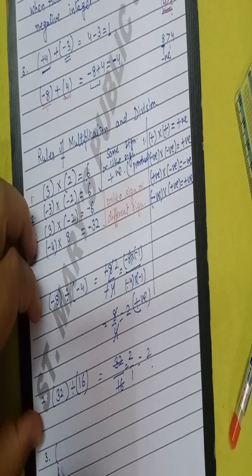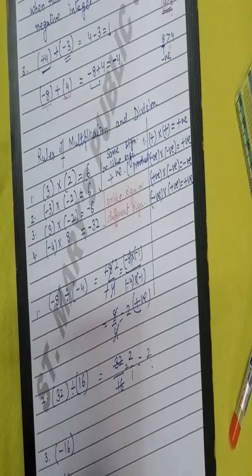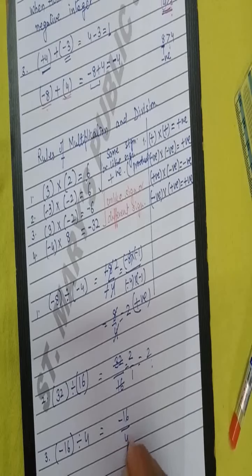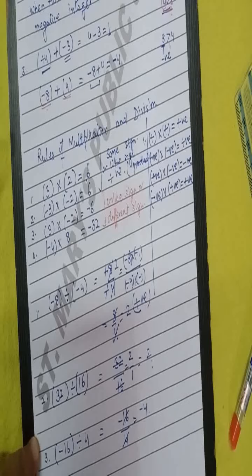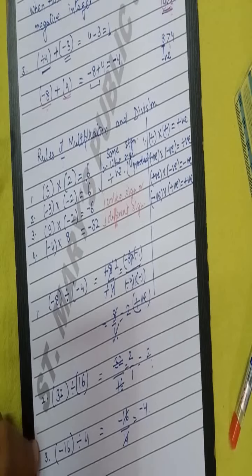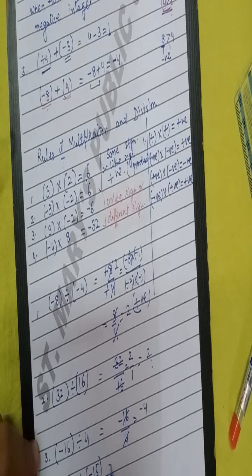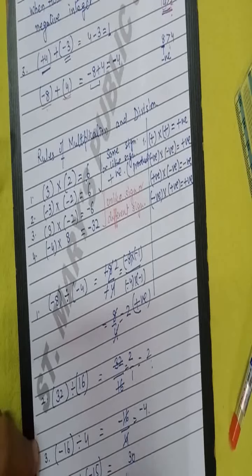But if one integer is negative and the other integer is positive, then we get the answer as negative. Hope it is clear for you. Now I'll take one more example. Suppose it is positive 30 divided by minus 15. What will we get? 30 is divided by minus 15.